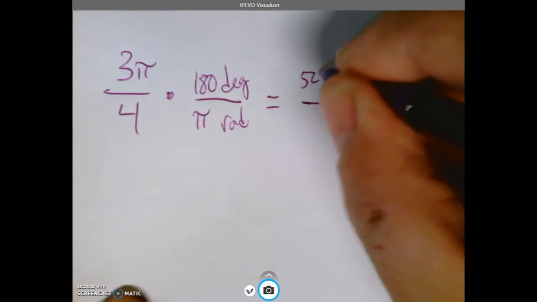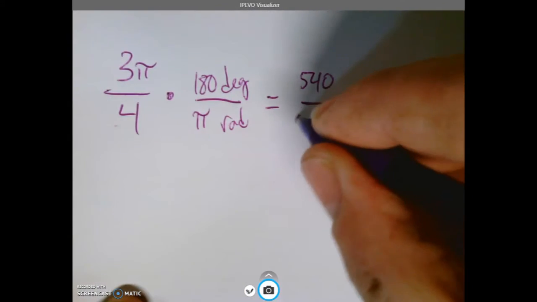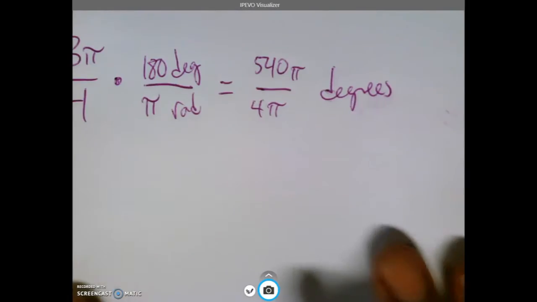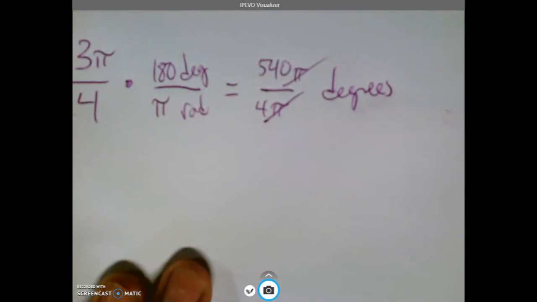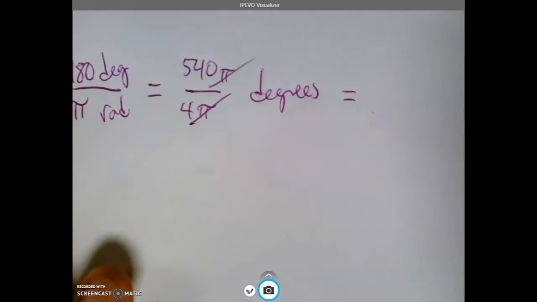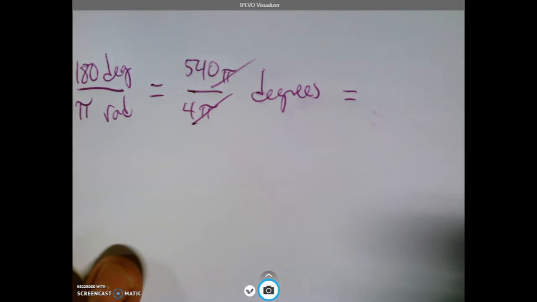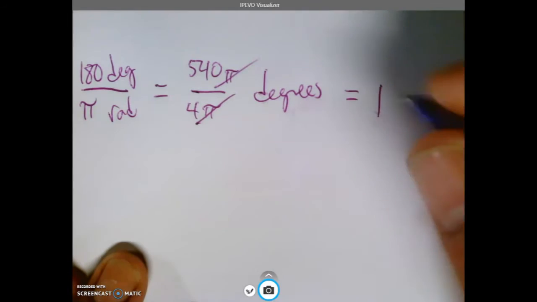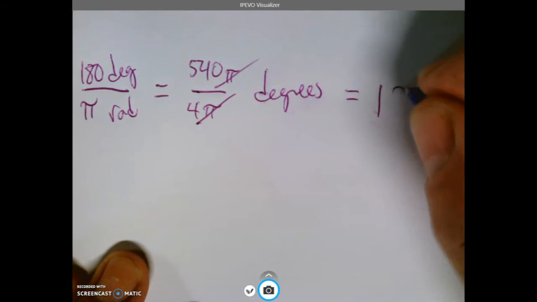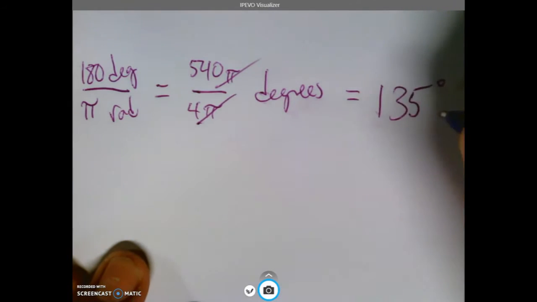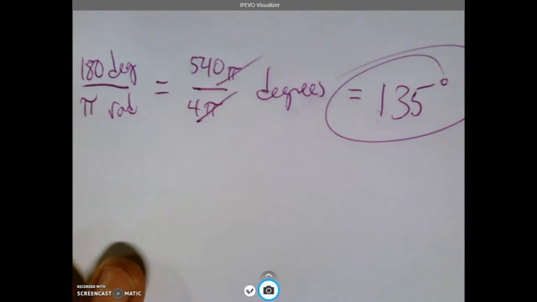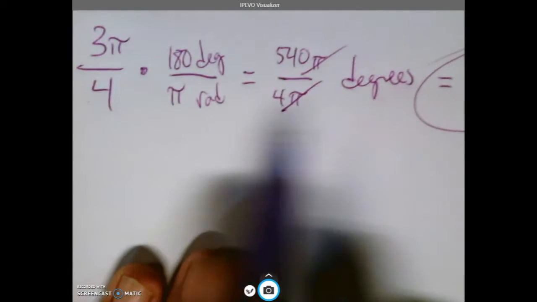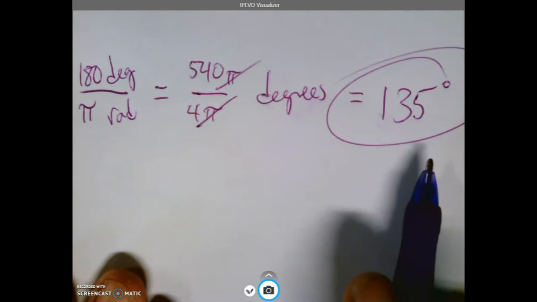So we get 3 pi times 180, so that's 540 times pi over 4 pi. And what happens with the pi's? The pi's cancel out. We can cancel them here, or you could have canceled them to begin with. And it ends up being whatever 540 divided by 4 is. That's 135 degrees. So 3 pi over 4, you multiply and you get 135 degrees.